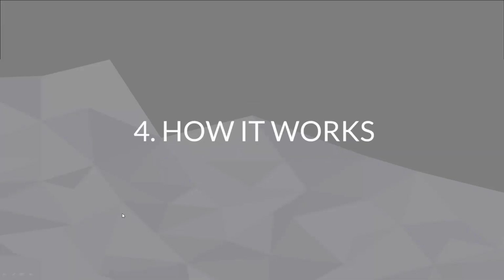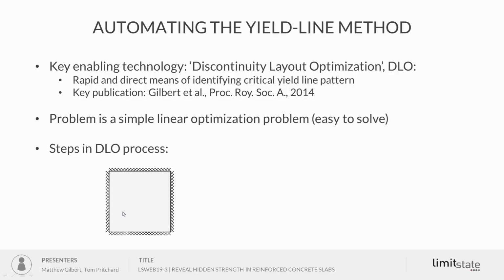So question is, how does it work? Well, we use something called discontinuity layout optimization, or DLO for short, which is a quick and direct means of identifying the critical yield line pattern. This work was published in Proceedings of the Royal Society Journal in 2014, so 5 years ago. And what we were able to show is that unlike the suggestion of some previous workers, you could actually boil this down to a simple linear optimization problem.